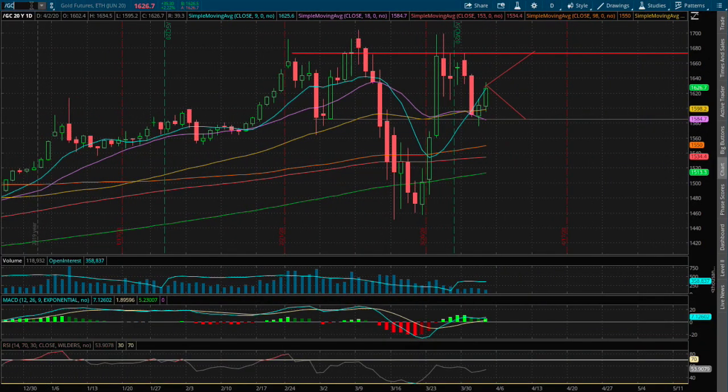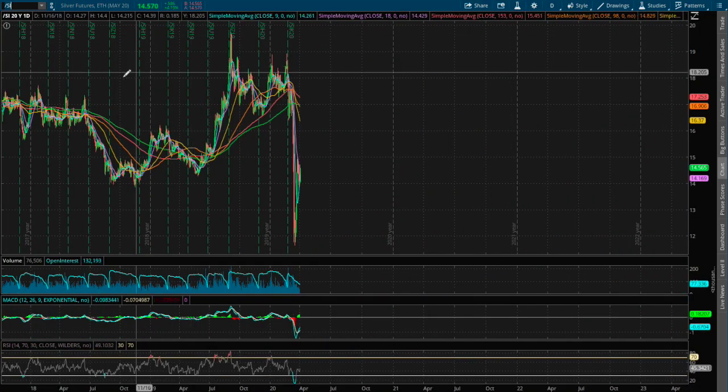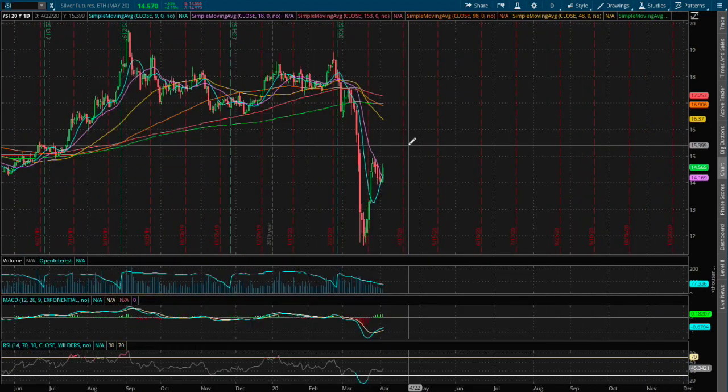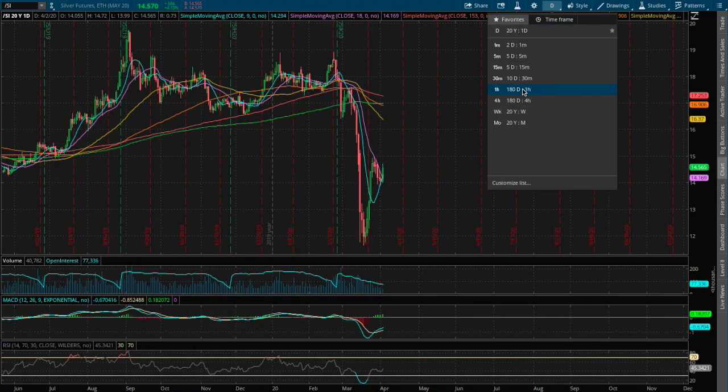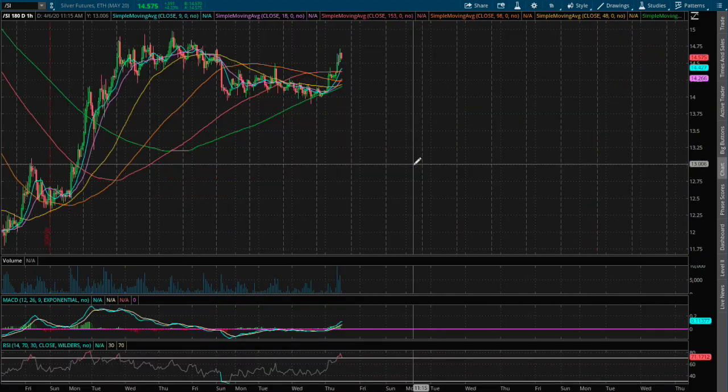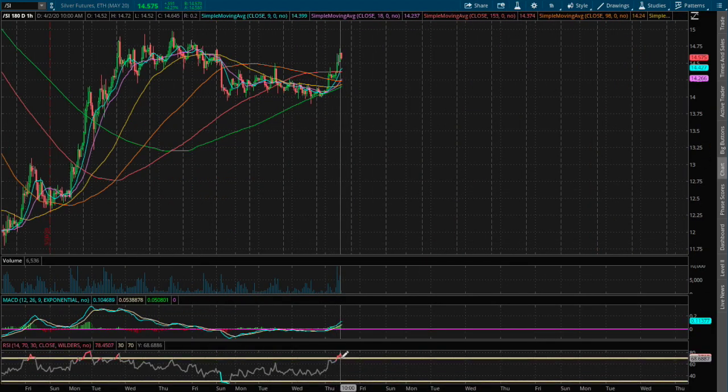So back to the technical analysis. Silver is currently up 4.2%. On the 1 hour chart, we're currently overbought on the 1 hour RSI.